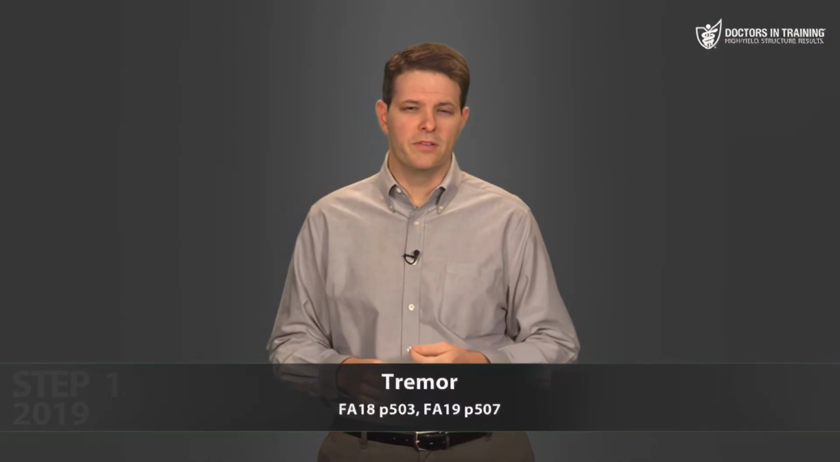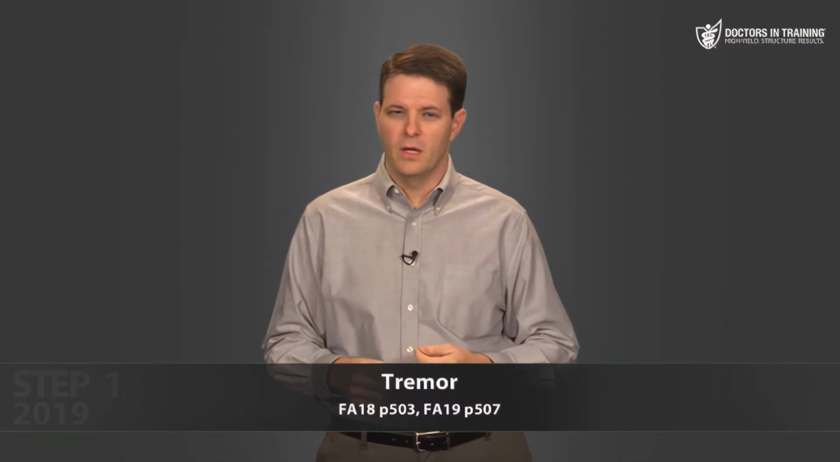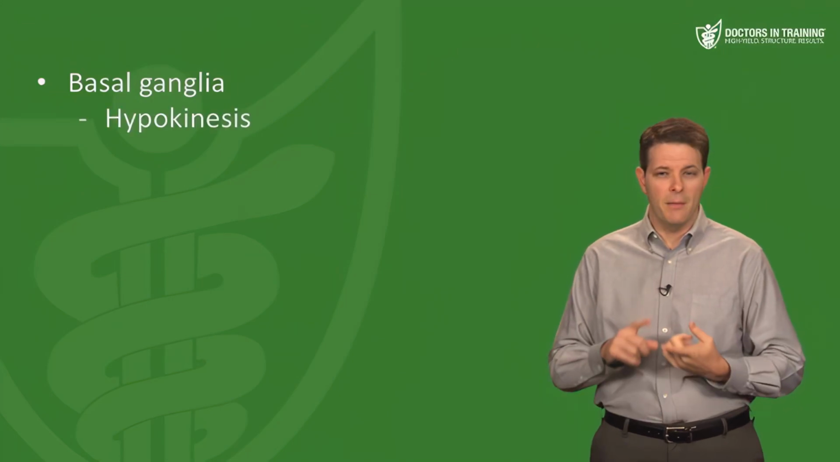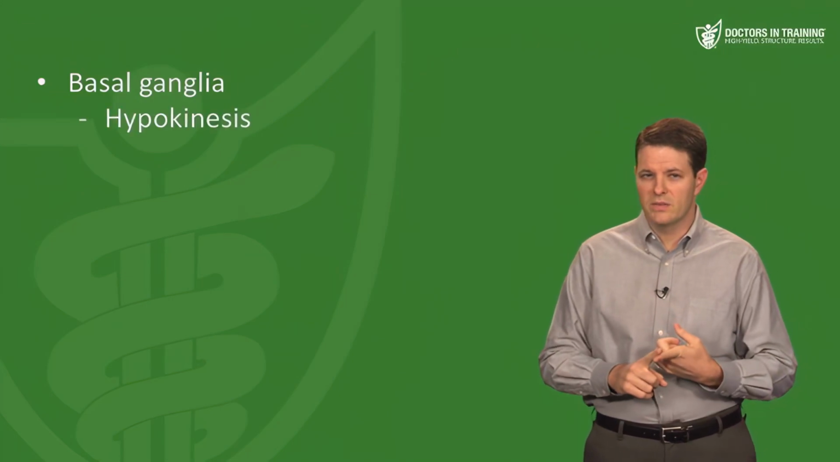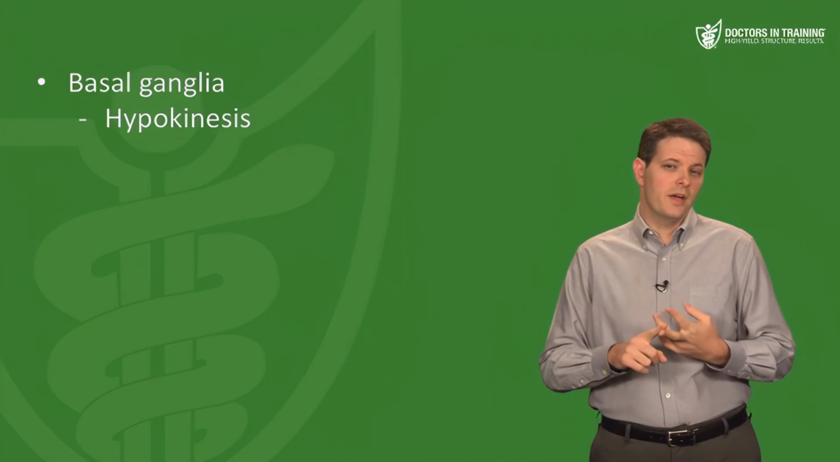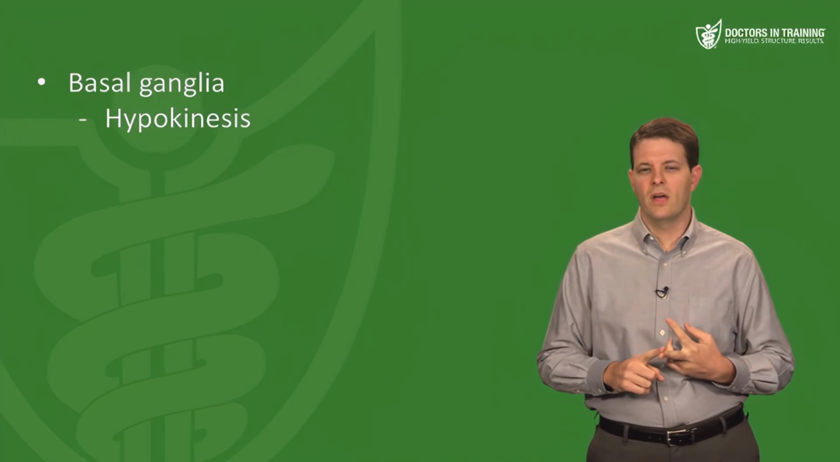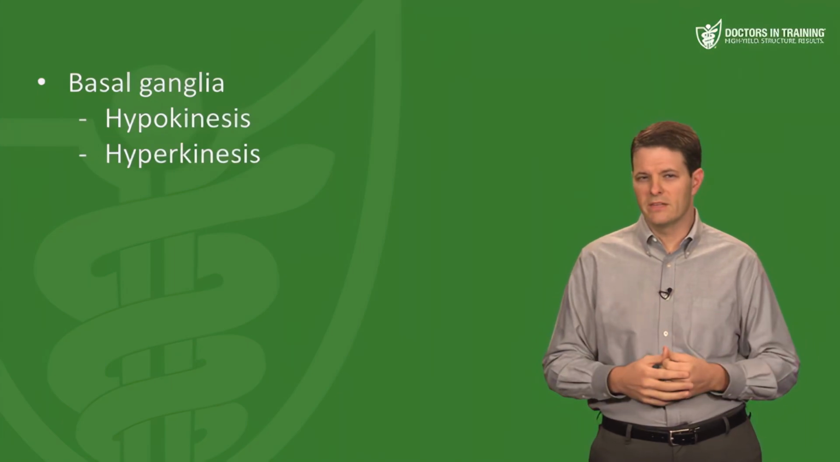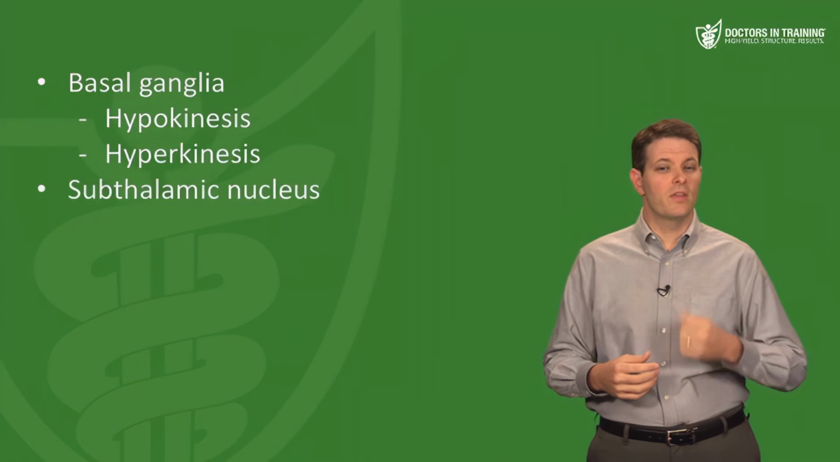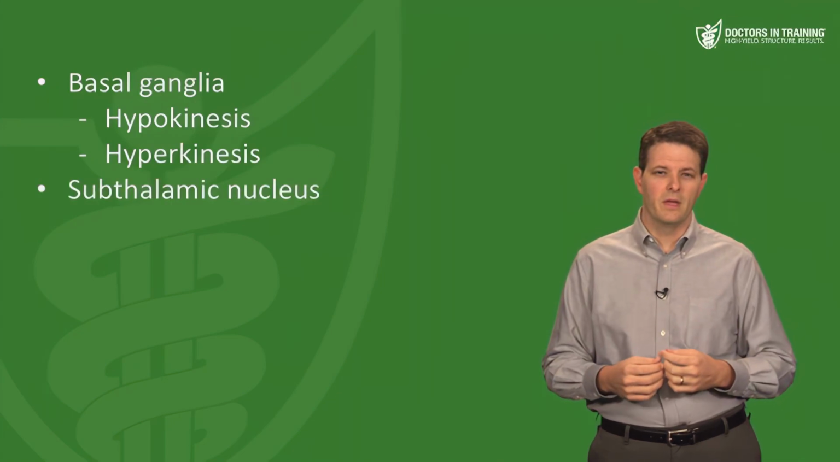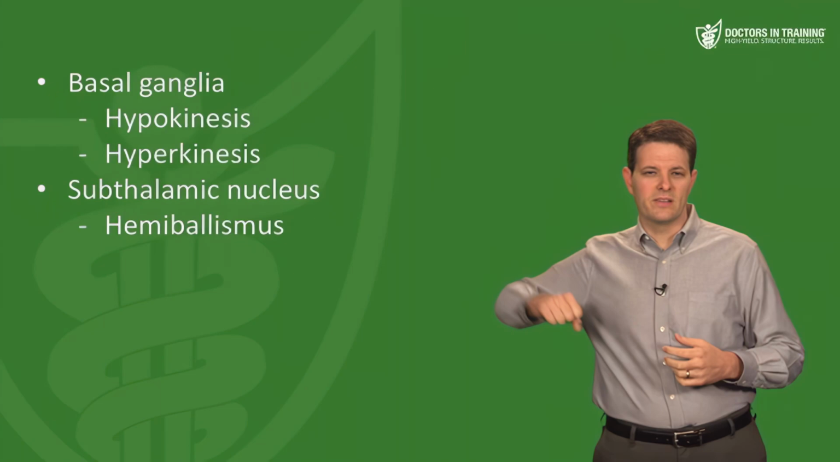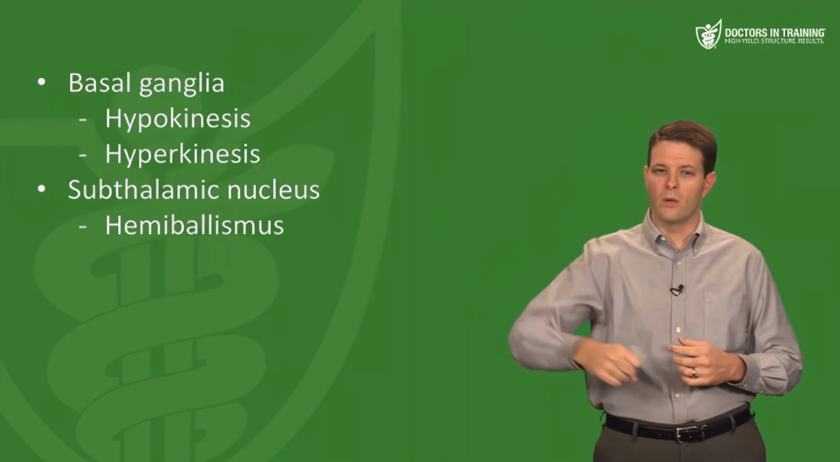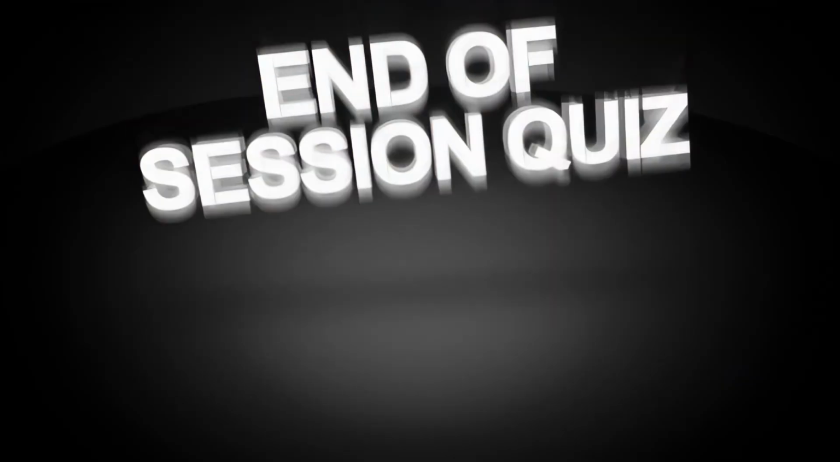Now, not all movement disorders stem from cerebellar lesions. Lesions of the basal ganglia can result in hypokinesis and bradykinesia, like we see in Parkinson's disease. And other types of basal ganglia lesions can cause hyperkinesis and chorea. It just depends on which part of the basal ganglia is damaged. For example, if you lesion the subthalamic nucleus, which is part of the basal ganglia, this classically causes hemiballismus, which is an involuntary flailing movement of one arm. So it's hemiballismus. We're going to save the basal ganglia for another lecture. But right now, it's time for the end of session quiz.